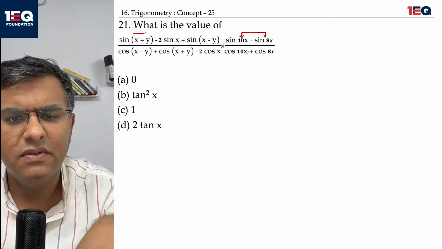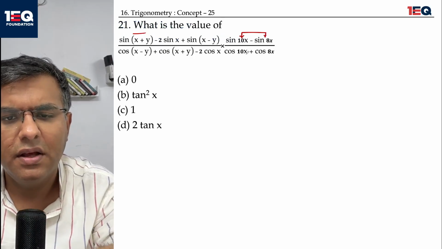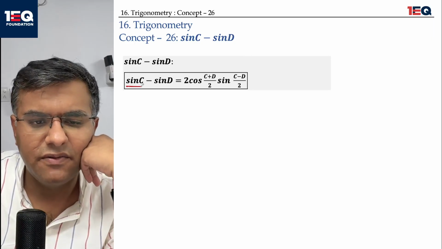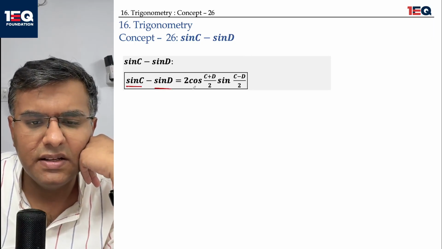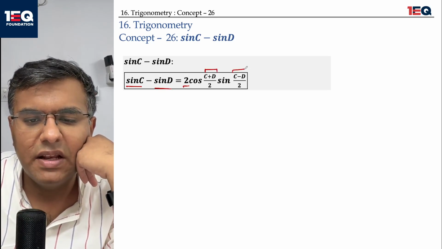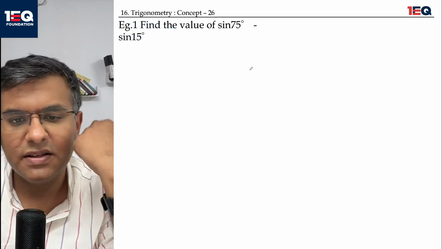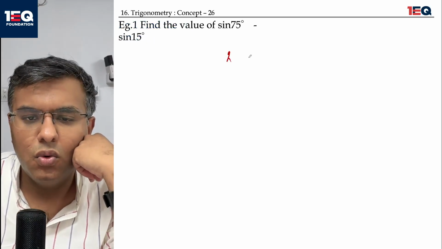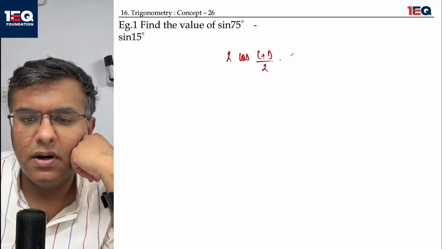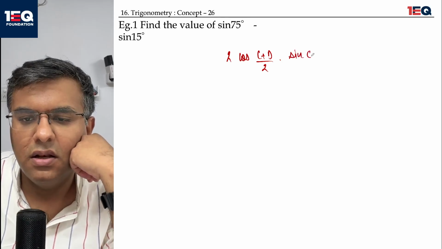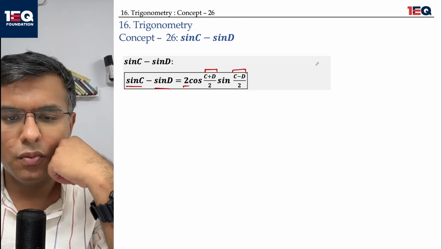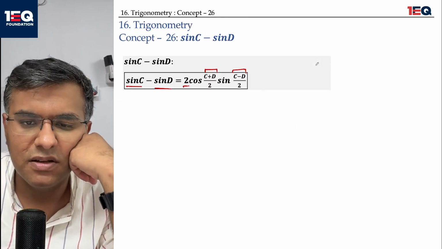In this question we used the plus formula. In this question, I'll come back to this one. I am now going to talk about the sine C minus sine D formula. Sine C minus sine D is equal to 2 cos (C plus D) by 2 and sine (C minus D) by 2. I'll be applying this here: 2 cos (C plus D) by 2 and sine (C minus D) by 2.